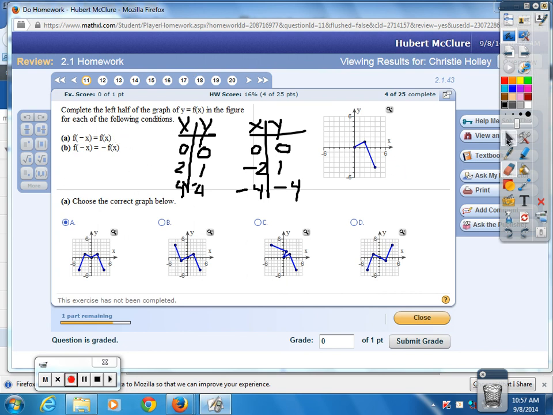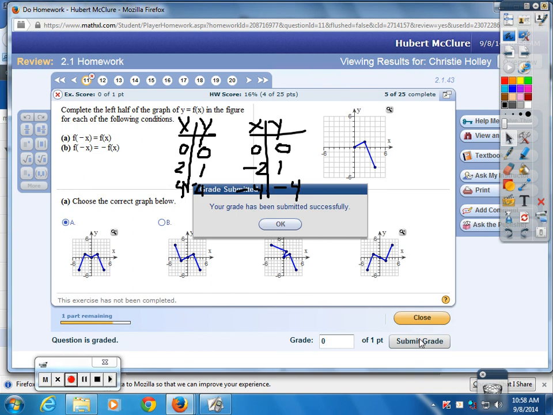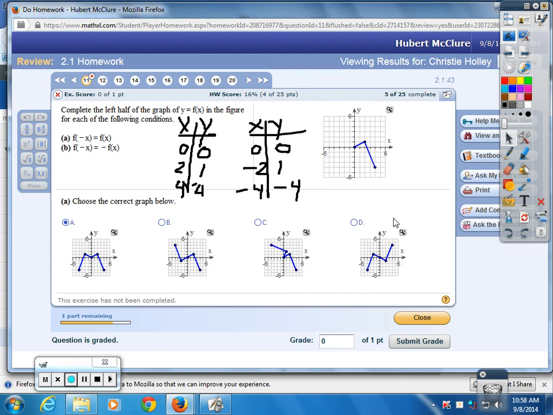F of negative x, did we get that one right? I pushed A, but is that the only thing you're going to do? Where's B? Oh, submit. Oh, this is your homework. I'm not supposed to be doing your homework. You're doing examples. No, but we're doing this because you're talking. Okay, whatever. Where's B? 2.4. I don't see B.